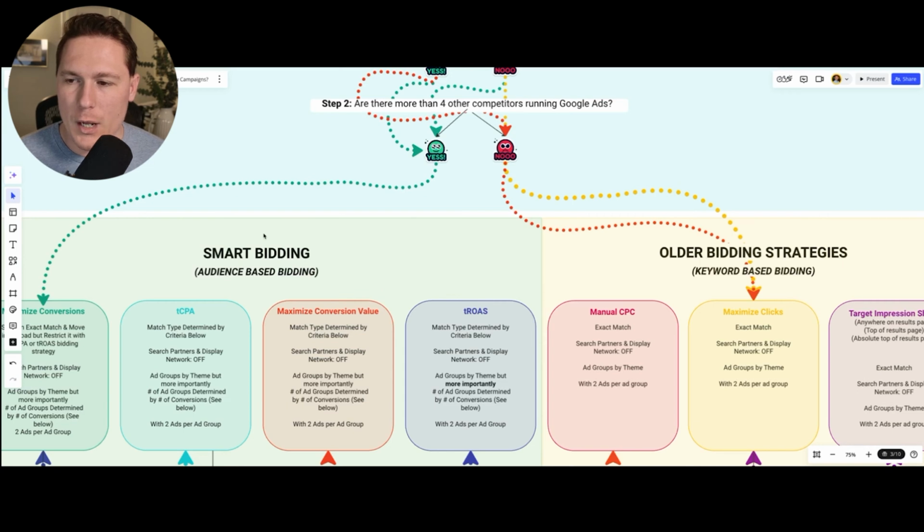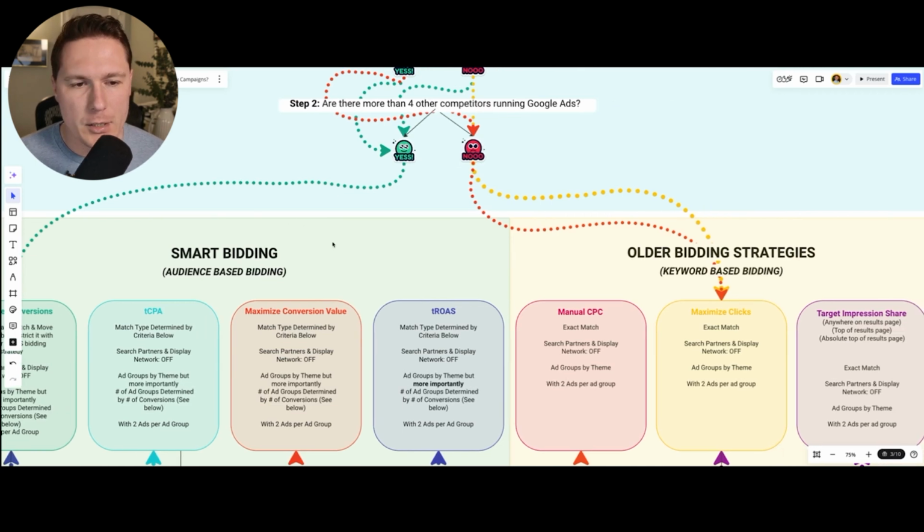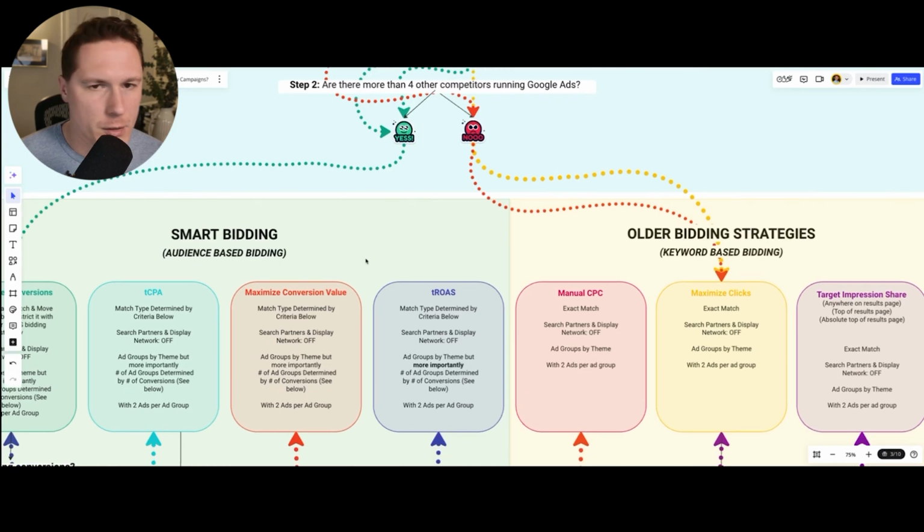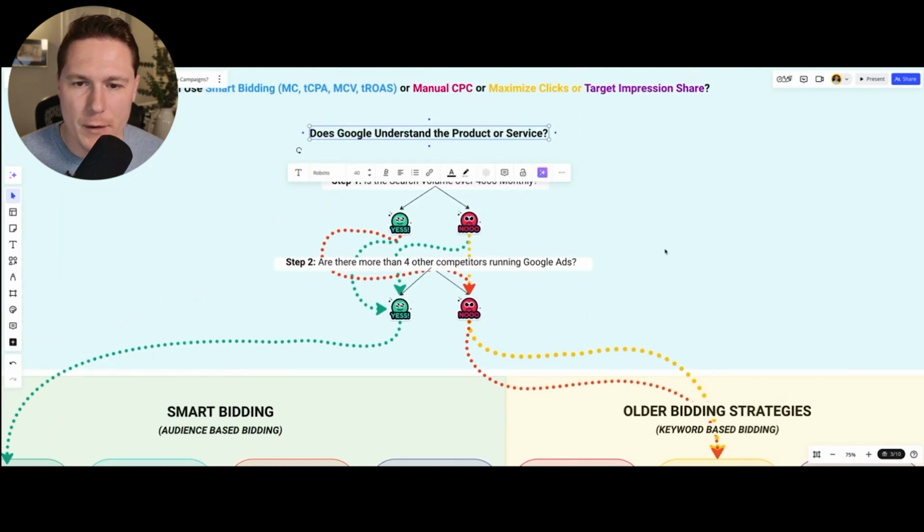And so there's a lot of folks out there that are saying smart bidding's the best, and all these things. And it's just like, it's not for every situation. And that's why I wanted to go through this. So these are the things to ask yourself as you're structuring.